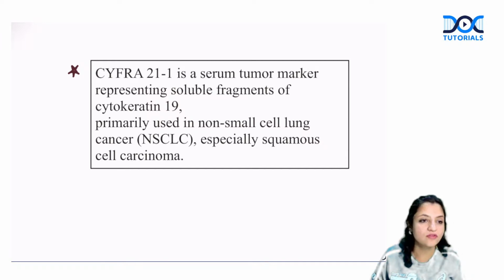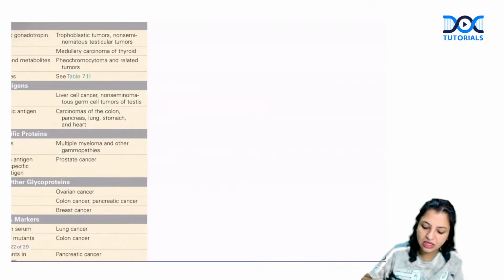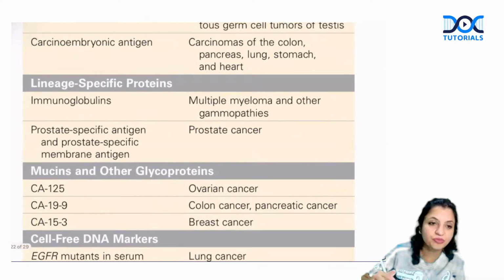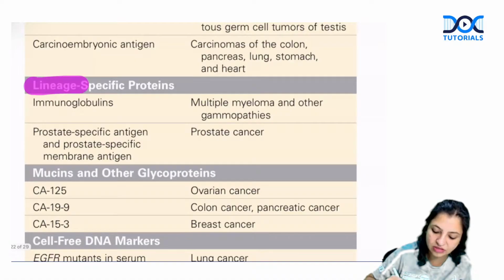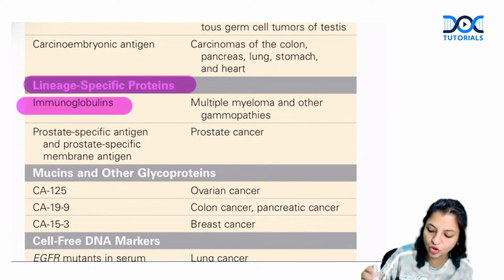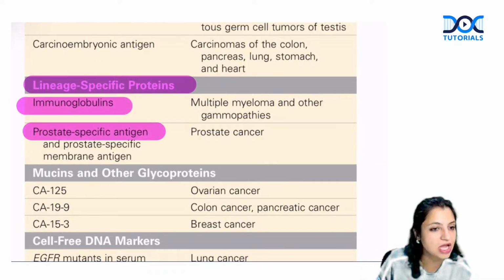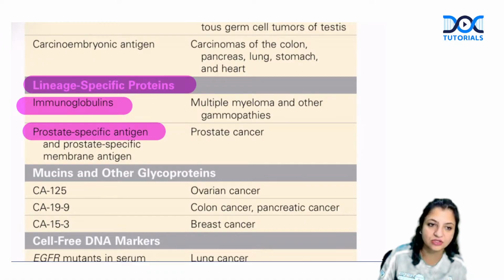Apart from that, you have to remember one more point here. So remember there are some lineage specific proteins. Okay, so there are some lineage specific proteins which you should be clear about. And in this we have immunoglobulins which are seen in multiple myeloma, or we have prostate specific antigens which are seen in prostate cancer. So they are lineage specific proteins which you should be clear about.